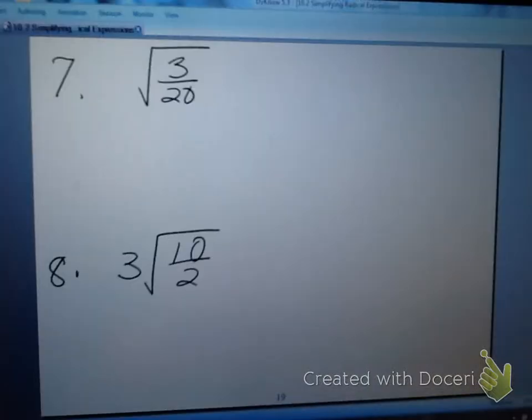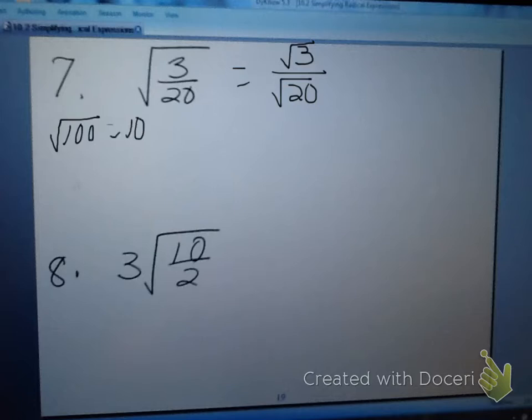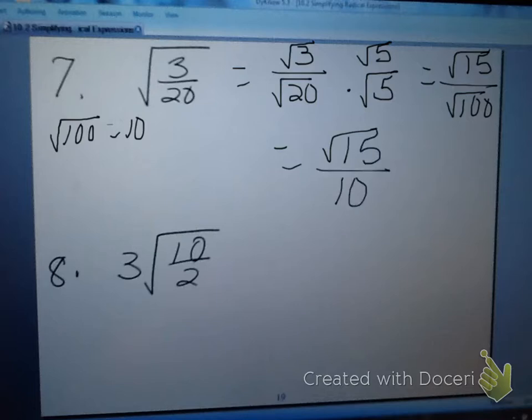Number 7, square root of 3 over 20. I'm going to break that down to say square root of 3 over the square root of 20. Now, I need to rationalize the denominator, so I need to multiply square root of 20 times something that's going to be a perfect square. Well, I know that square root of 100 is 10. So could I multiply 20 times something to give me 100? Sure, 5. And it would be square root of 5. So that's square root of 15 over the square root of 100. And that square root of 15 over square root of 100 is 10.